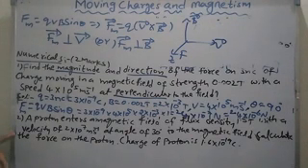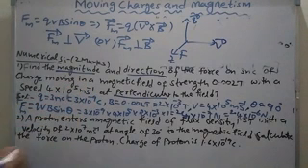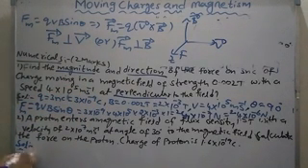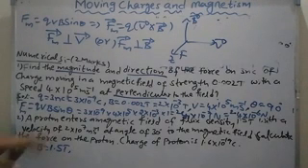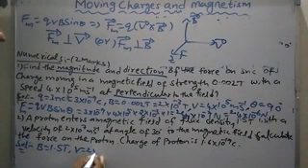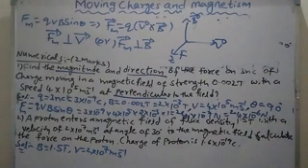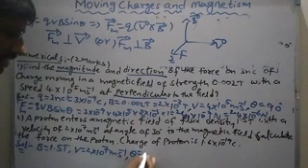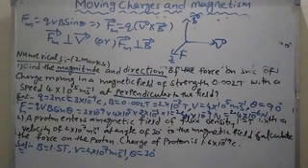Question number 2. A proton enters a magnetic field of flux density. Magnetic field and magnetic flux density are the same. Solution. The magnetic flux density B is 1.5 Tesla, with a velocity V equal to 2 into 10 to the power of 7 meter per second, at an angle of 30 degree. So theta is 30 degree, which is the angle between the velocity of the charged particle and the magnetic field.